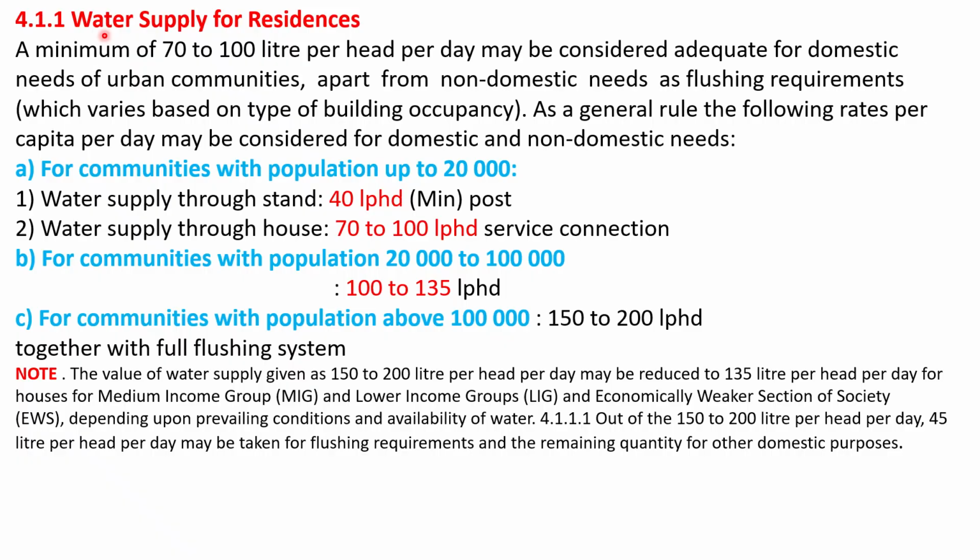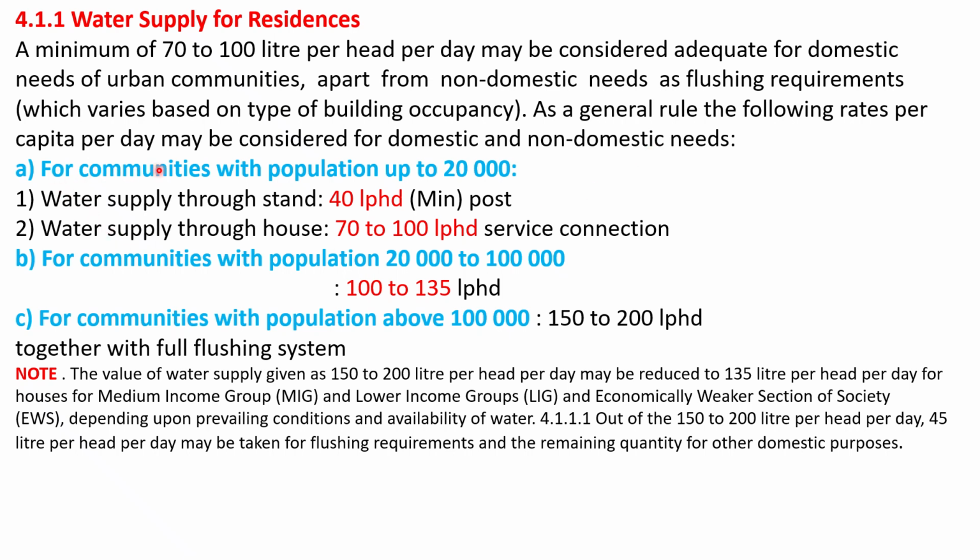Friends, depending upon the population of buildings, population of city, you are supposed to provide minimum quantity of water per head. A minimum of 70 to 100 liter per head per day may be considered adequate for domestic needs of urban communities, apart from non-domestic needs as pressing requirement which varies based on type of building occupancy. As a general rule, the following rates per capita per day may be considered for domestic and non-domestic needs.